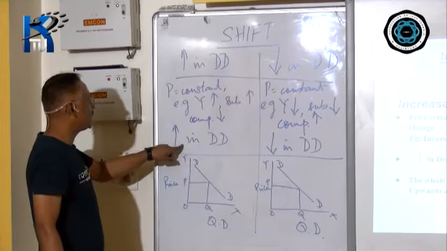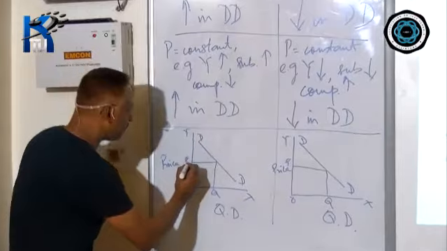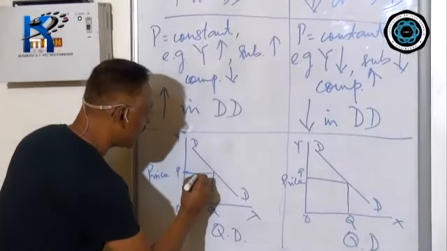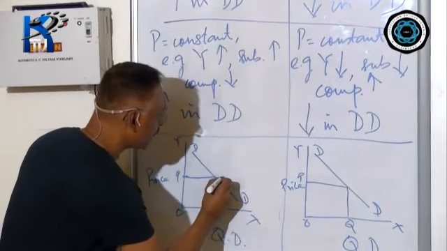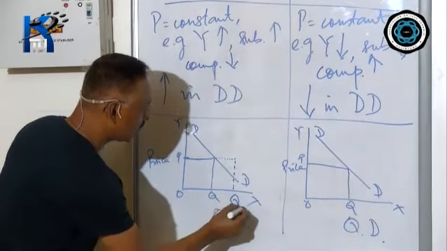Now we will start with this. There has to be increase in demand. Price should remain constant. The price will not shift. The price is same. But because the price is same, your quantity demanded should increase.